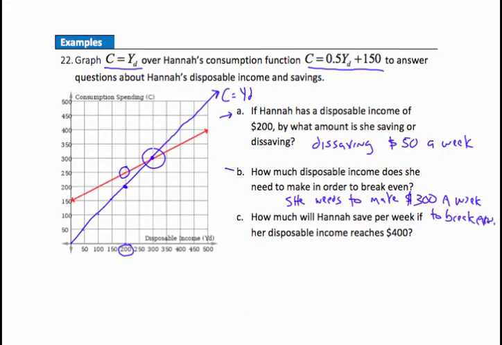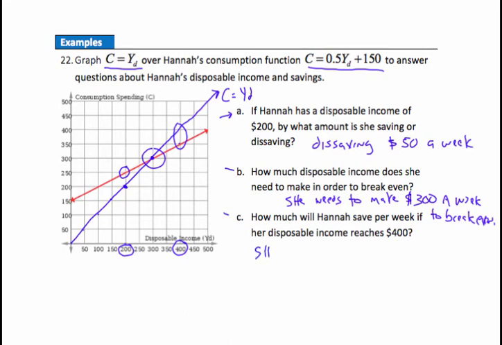Okay. Question C. How much will Hannah save per week if her disposable income reaches $400? So now when Hannah reaches $400, you can see that her consumption function has dropped below this line where you're spending everything you earn. So she's right here. She's only spending $350 when she's earning $400. So you can see she's $50 down below this line right there. So she's going to start saving $50 a week.